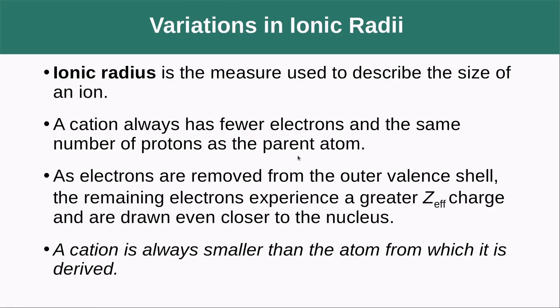Ionic radius is analogous to covalent radius, but this is when we have an ion. And it's not measured as the distance between two ions either. Basically, if you start with the covalent radius, a cation always has fewer electrons, but the same number of protons pulling on all those electrons. As the electrons are removed from the outer valence shell, the remaining electrons experience a greater effective pull, and they are drawn even closer to the nucleus. So for this reason, a cation is always smaller than the atom from which it is derived.